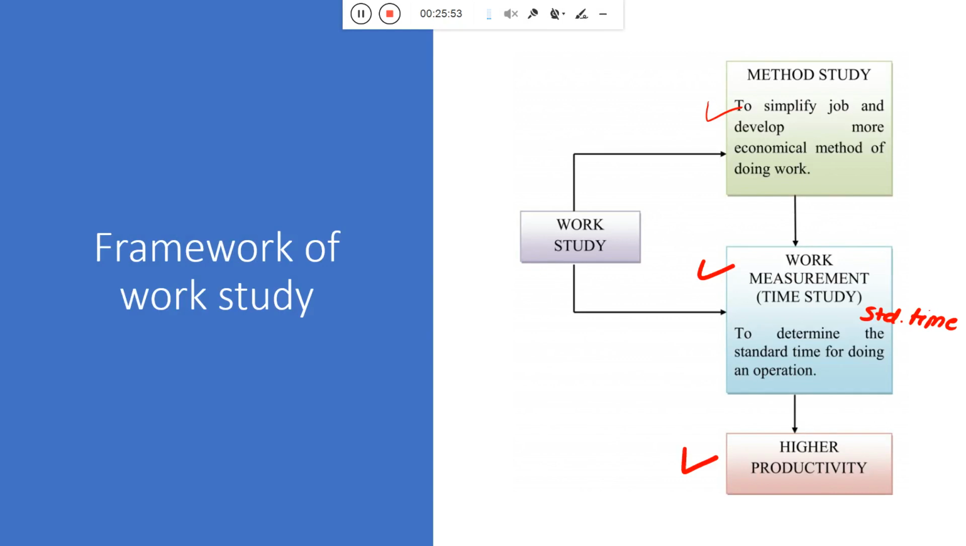Please keep in mind, when anyone asks what is the work study, it is nothing but the combination of the method study and the time study. In method study, we identify the best method to complete that particular job. In work measurement or the time study, we identify the standard time to complete that particular job. If we are able to do both, then definitely the productivity of the organization will improve, and that is the aim of any organization, because productivity improvement means the benefit of that organization is increased, right?